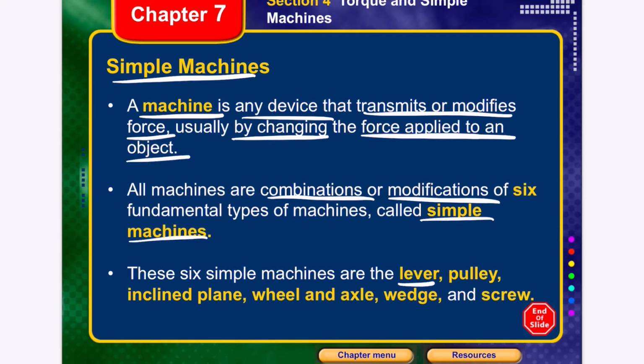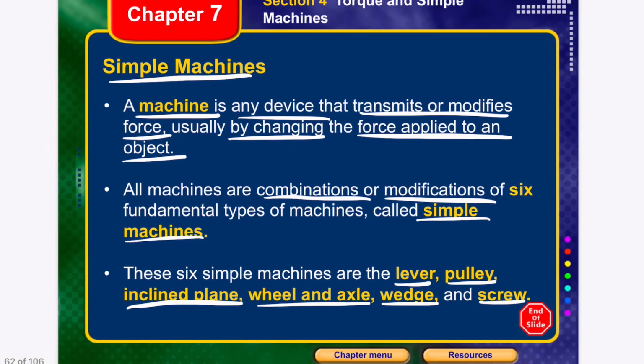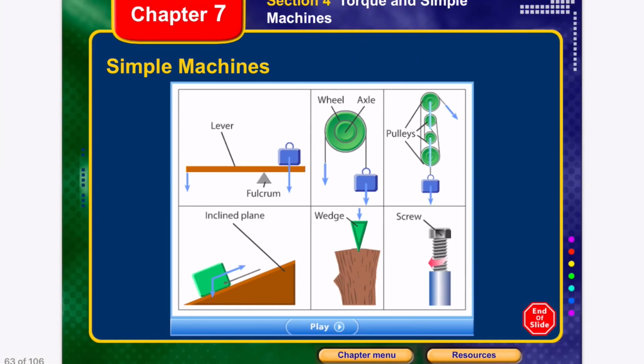So what are these simple machines? First is a lever, second is a pulley, third is an inclined plane, fourth is a wheel and an axle, fifth is a wedge, and sixth is a screw. Let's take a look at each of them. First is a lever. A lever contains a fulcrum, which is the fixed axis of rotation.